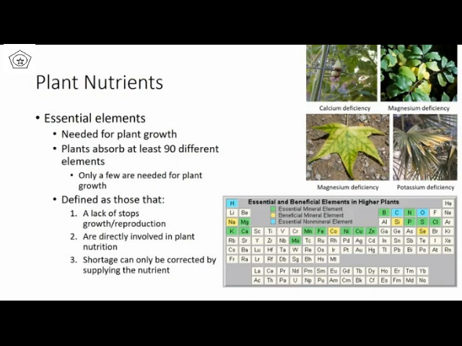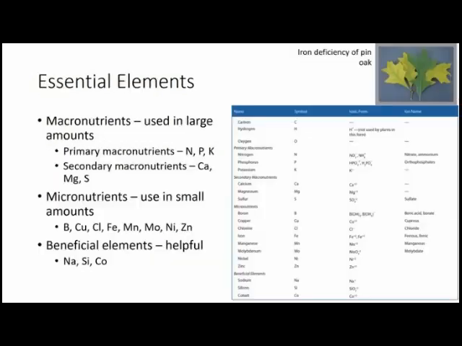So take a look at this. Here you can see the plant nutrients. They are essential elements that are needed for plant growth, and plants absorb at least 90 different elements. Only a few are essential for plant growth. And these are defined as those that: 1. A lack of stops growth and reproduction, 2. Are directly involved in plant nutrition, and 3. Whose shortage can only be corrected by supplying the nutrient.